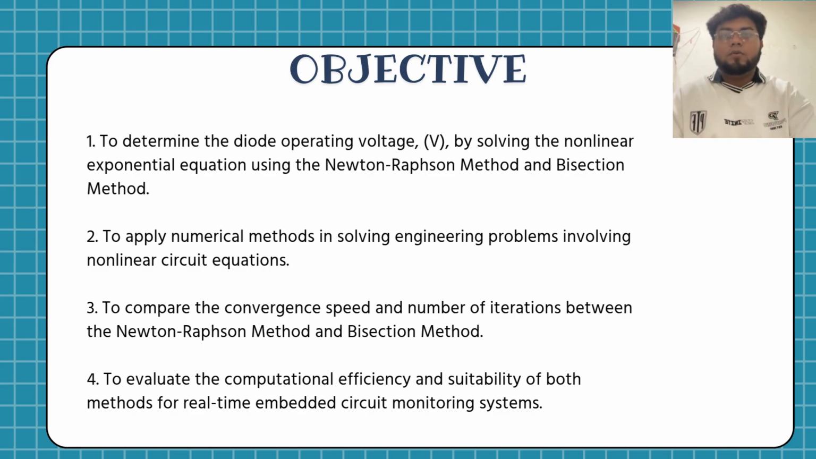So we go to the next slide, which is talking about the objective. First, our objective was to determine the diode operating voltage by solving the nonlinear equation using Newton-Raphson and bisection methods. Second is to apply numerical techniques in solving engineering problems involving nonlinear circuits. Objective 3 is to compare the convergence speed and number of iterations required by both methods. And the last one is to evaluate the computational efficiency and suitability of both methods for a real-time embedded monitoring system.